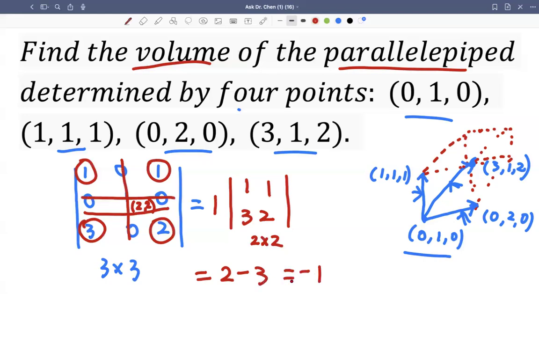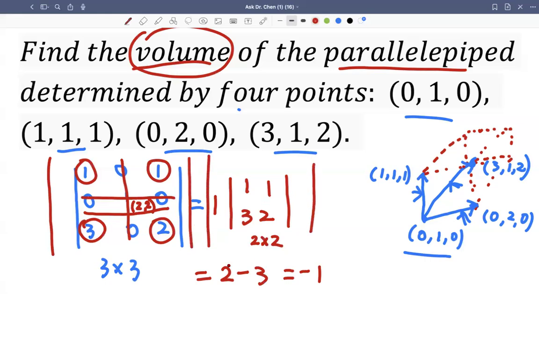So we get -1. But when we talk about volume, the measurement of volume won't be negative. So what do we do? We take the absolute value of this determinant. The absolute value of -1 is 1. So the volume of this object is 1. We just don't care about the unit at this time.